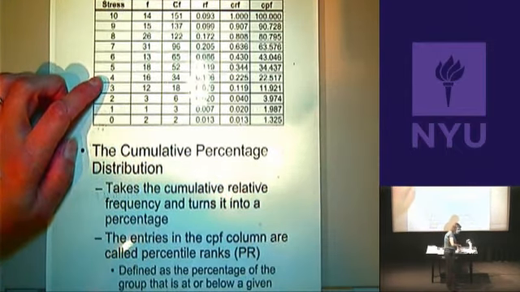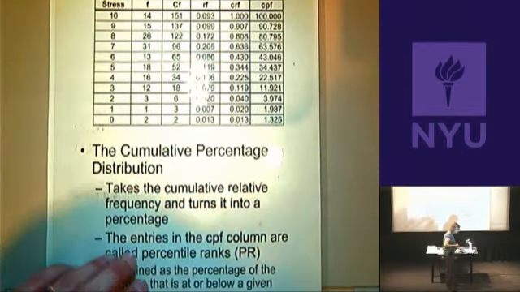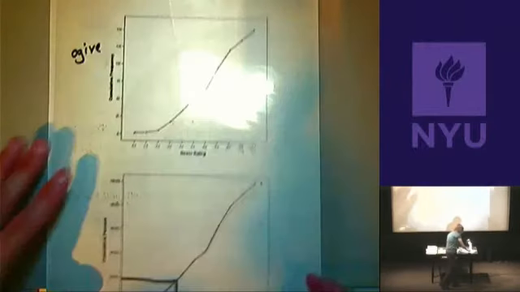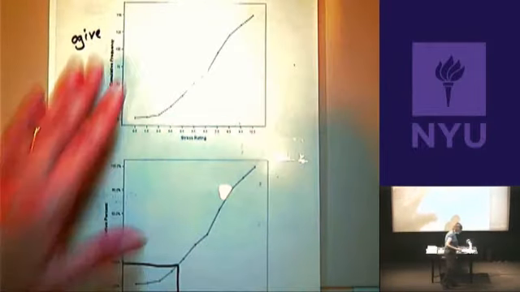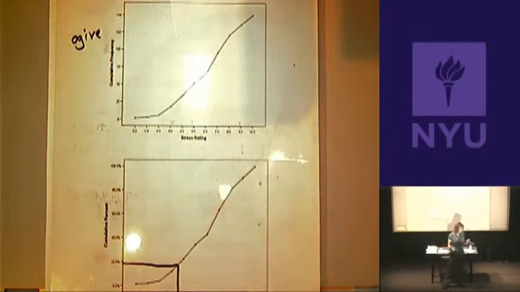An ogive is just that graph that I had up there that I showed you that has that distinctive S-shaped curve. It's a way of graphing a cumulative frequency distribution or a cumulative percentage distribution. Okay? What else? All right? Okay.